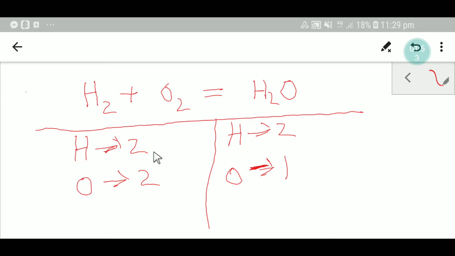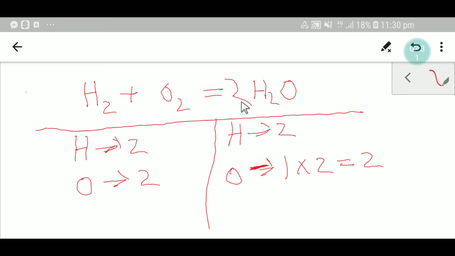Now you have to balance the number of atoms on both sides. Here you have 2 hydrogen, 2 hydrogen, so hydrogen is already balanced. And here you have 2 oxygen, but here you have 1 oxygen. So to balance the oxygen, you can multiply here by 2, that gives you 2. And remember, if you multiply here by 2, this 2 must come before this oxygen. You have to search for oxygen. Remember, we don't change the subscript, we just change the coefficient.